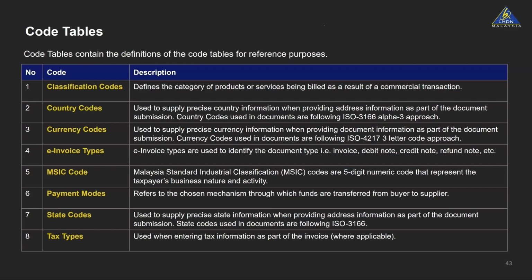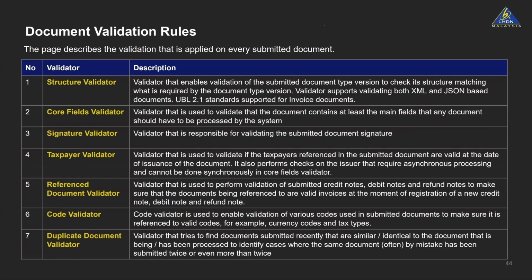Seterusnya kita ada validation rules. Validation rules ni are set of criteria and check apply to submitted document to ensure accuracy, completeness and compliance with invoice standard. By enforcing document validation rules, the invoice system can maintain data quality, prevent errors, enhance compliance with regulatory standard and promote trust and reliability in electronic document exchange process.